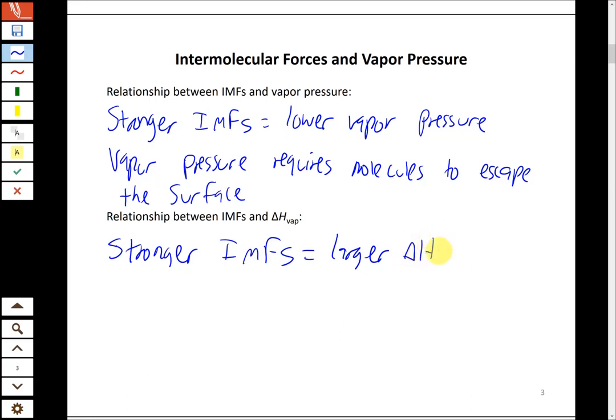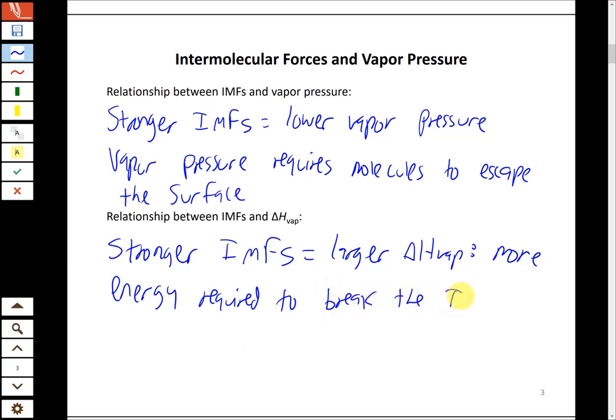Enthalpy of vaporization is always endothermic. You have to put energy into something to vaporize it. And it really follows the same argument. If you have stronger IMFs, more energy is required to break those. And you have to break apart all the IMFs to get into the gas phase. All right, so that's just a quick summary of those relationships, which I think follow pretty clearly from stuff we've already talked about.